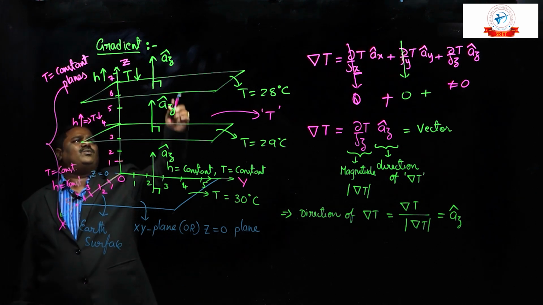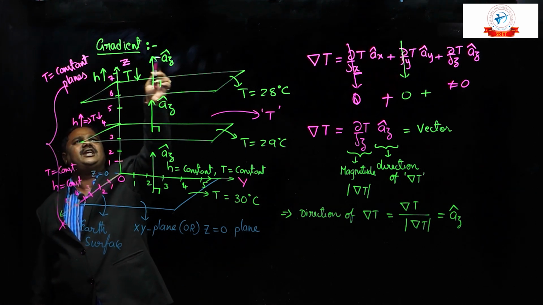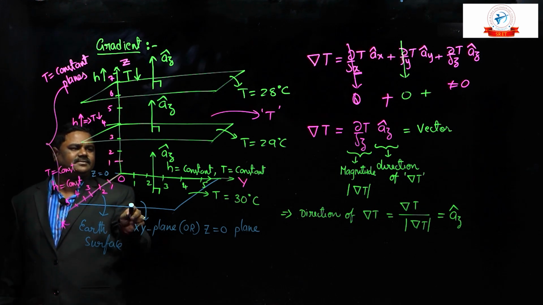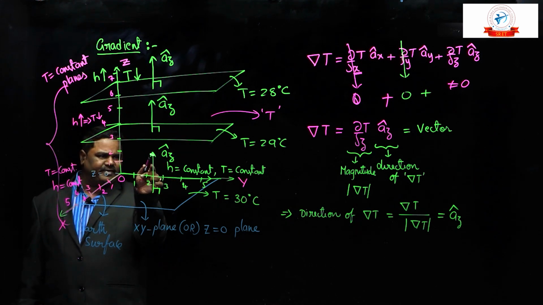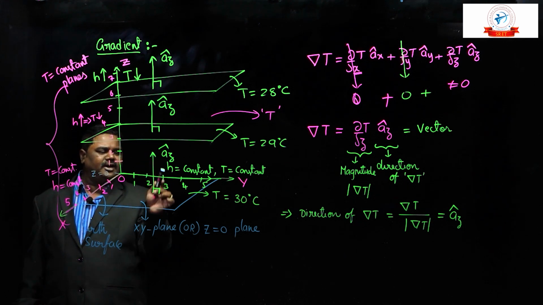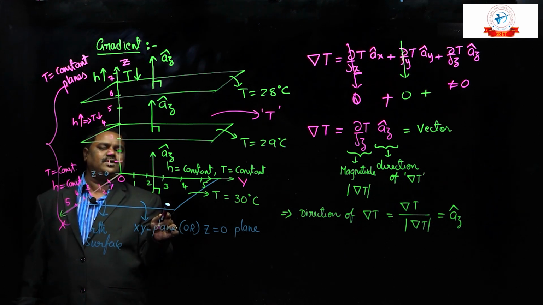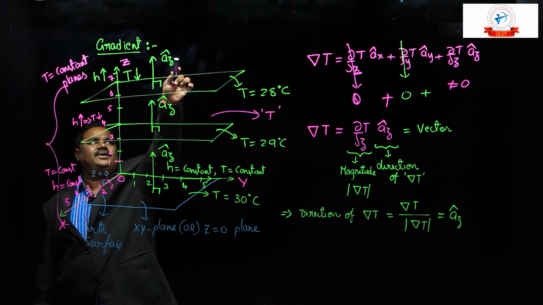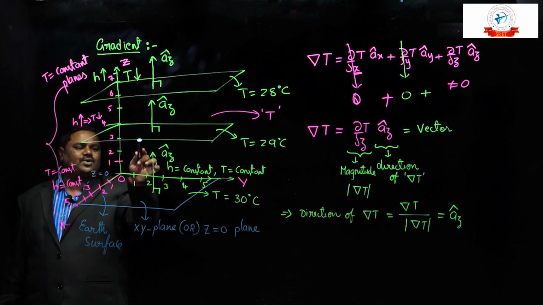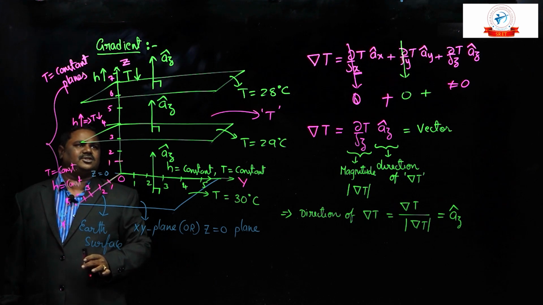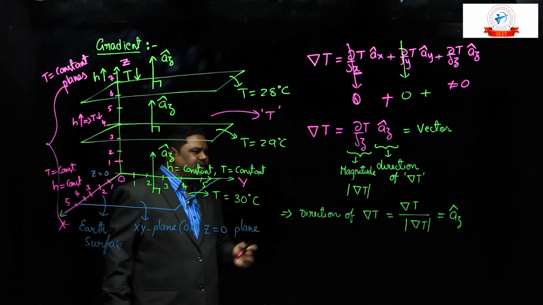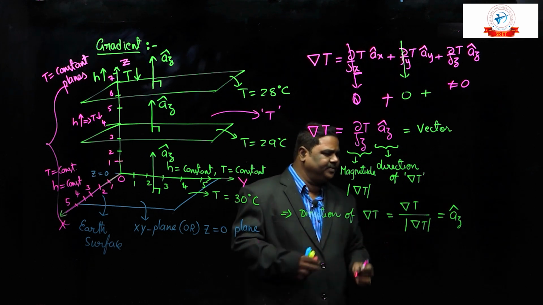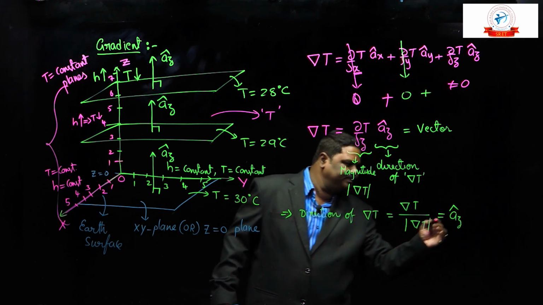Then what is Az cap? How is this Az cap related to these T is equal to constant planes? So we say that Az cap is nothing but the unit vector or direction normal to T is equal to constant planes. Or we say that Az cap is the direction of T is equal to constant planes. Now I am going to write what is Az cap from this diagram.